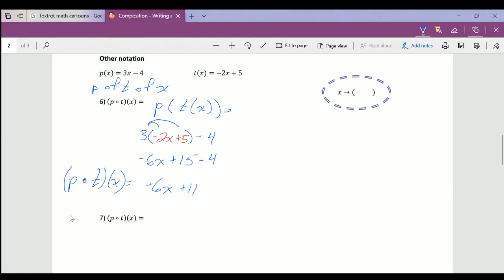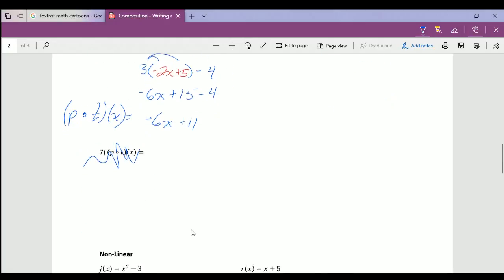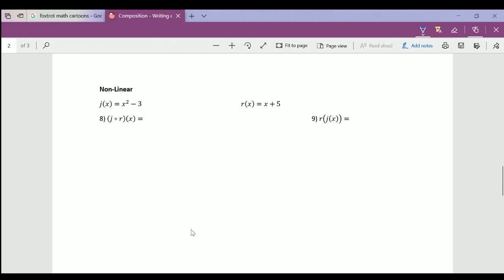All right. Well, since we did it in reverse last time, we're going to do it in reverse again. This time it's p of t of x. All righty. So we're going to take, wait a minute. I don't know why I wrote that. That's the exact same thing. Well, I guess we're not going to do that one. That was a mistake on my part. So let's just move on.